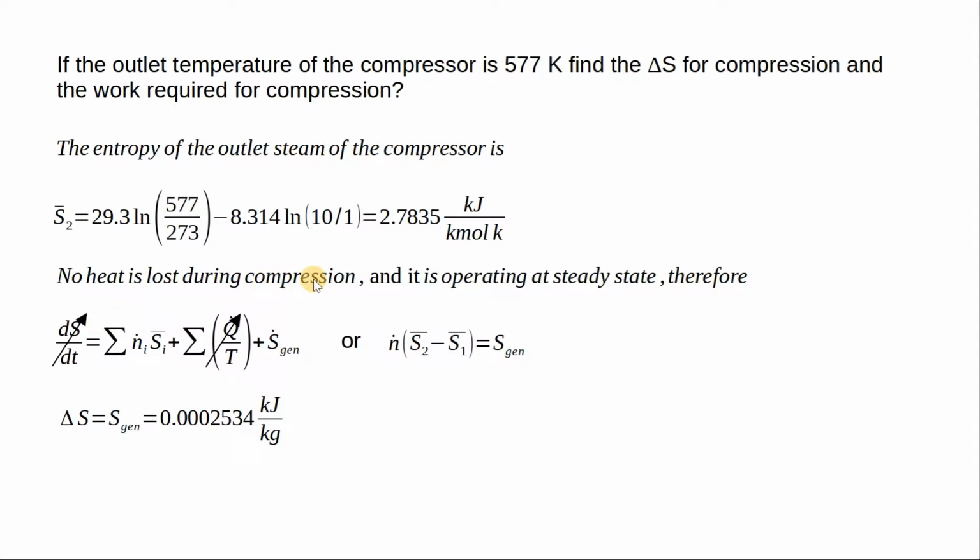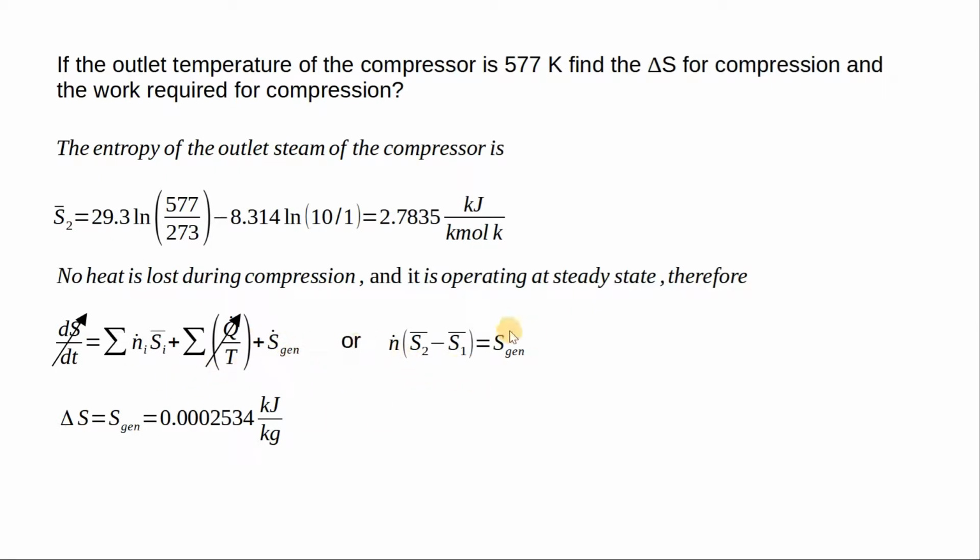Since no heat is lost in compression and it is operating at steady state, again when we apply the steady flow entropy equation, dS by dt is 0, summation Q by T is 0. But mind you, now we have a temperature of 577 Kelvin, which is greater than the reversible discharge temperature that the compressor would have. Therefore, there is some irreversibility in the compression. And therefore, S dot gen cannot be cancelled out.